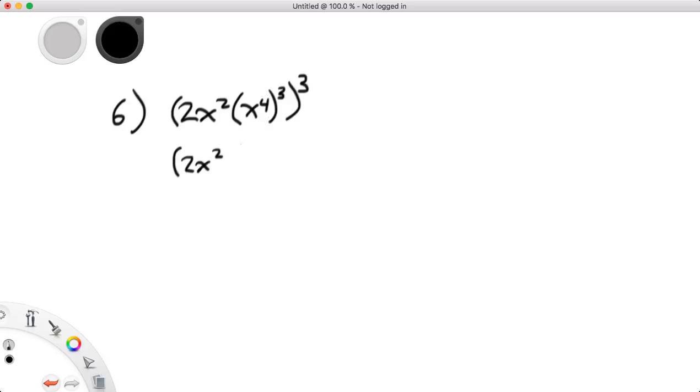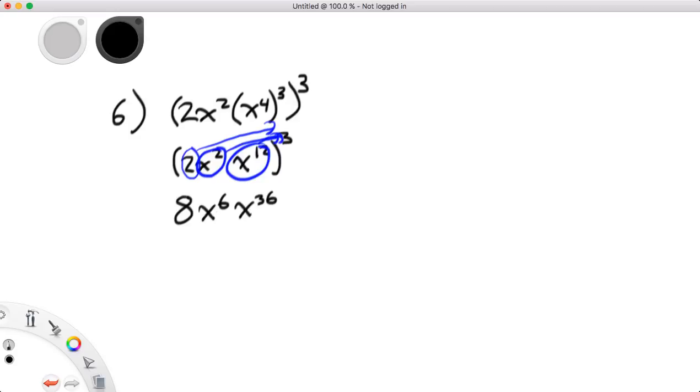Now let's take a look also at number 6, because that seems like it's somewhat more complicated than what you all are used to. So I've got the 2x squared. I'm going to open another set of parentheses, x to the 4th, close this, raise this one to the 3rd, and then raise the whole thing to the 3rd. So when I'm simplifying this, I'm going to start by simplifying some stuff on the inside.